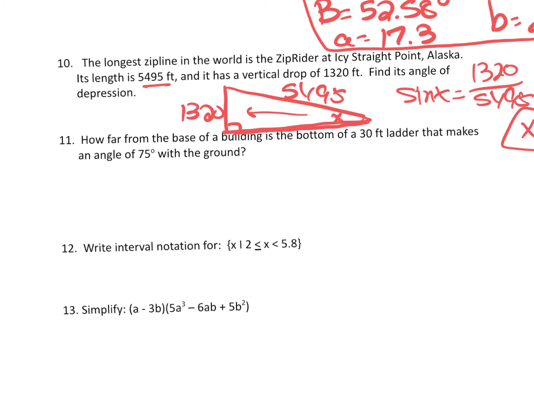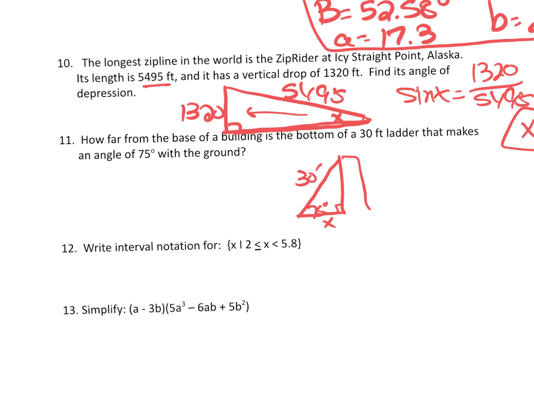Okay, number 11. How far from the base of a building is the bottom of a 30-foot ladder that makes an angle of 75 degrees with the ground? Okay, so here's the building right there. There's the ladder. Ladder goes diagonal. You should know that. There's my right angle. The ladder's 30 feet, so I'm going 30 feet there. The angle it makes with the ground is 75 degrees. It wants to know how far from the base of the building, how far that side is right there.